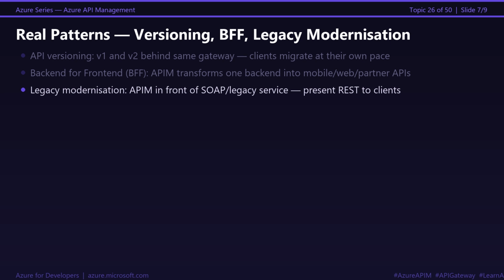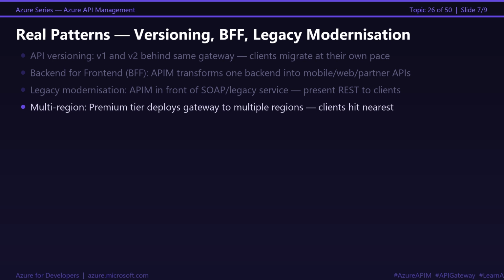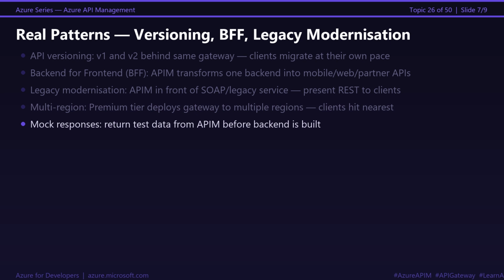Backend for frontend. 1 backend, 3 clients, mobile, web, and partner. Mobile needs compact responses. Partner needs different authentication. 3 APIM products, 3 policy sets, all pointing to the same backend. Each client gets the interface it needs. Backend stays clean.